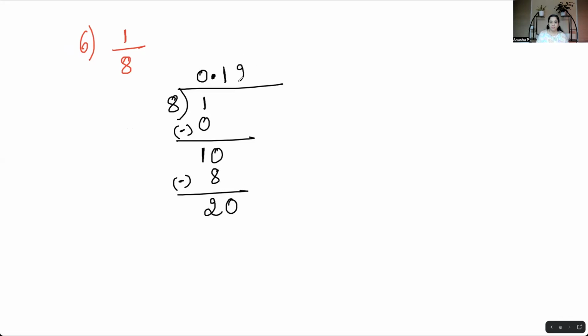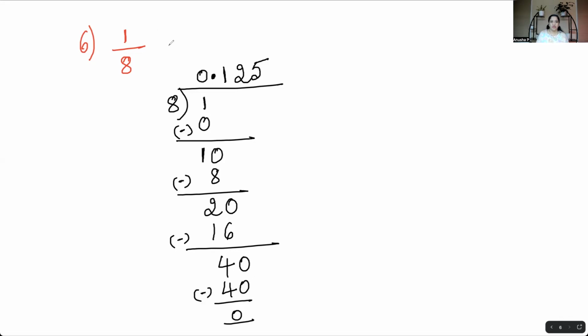8 times 2 is 16. So 20 minus 16 is 4. And because of the decimal point, we bring 0 down. Now 8 times 5 is 40, and the remainder is 0. So 1 over 8 is equal to 0.125.